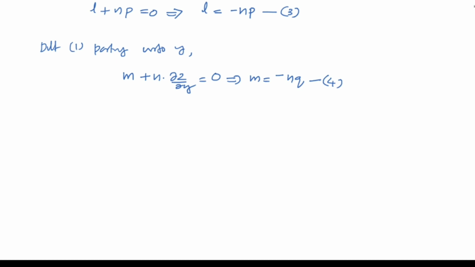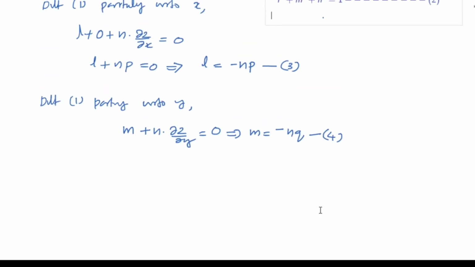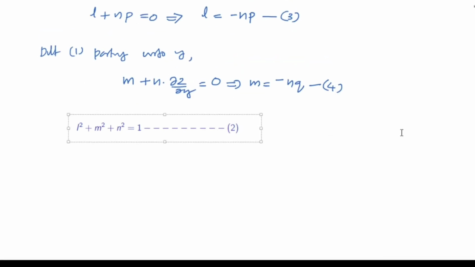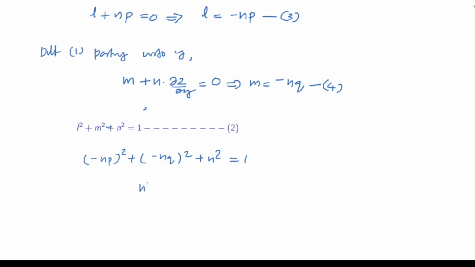Also, we have the equation L² + M² + N² = 1. So we substitute equations number 3 and 4 in this. Instead of L we use -np, and instead of M we use -nq, so (-np)² + (-nq)² + n² = 1. We can keep n² outside, so n²(p² + q² + 1) = 1.